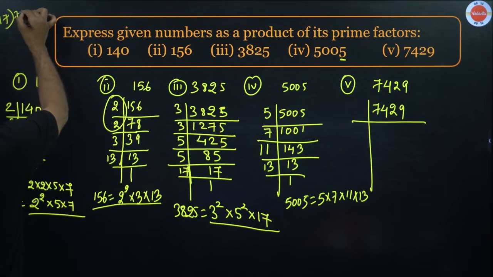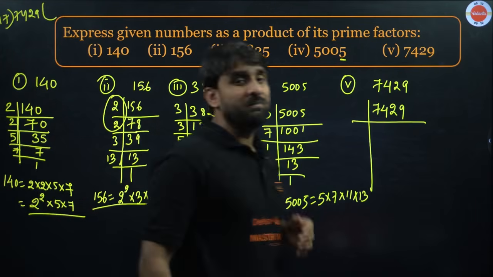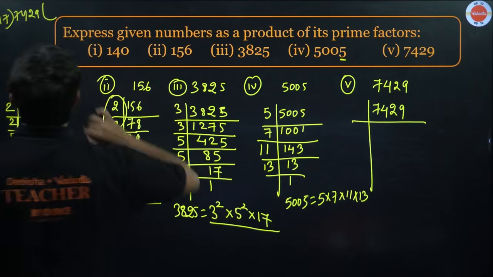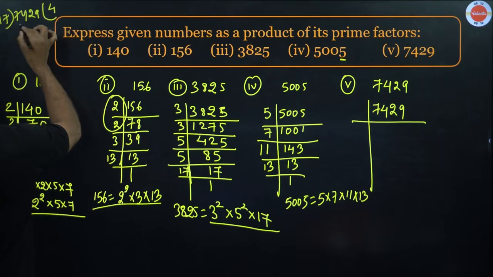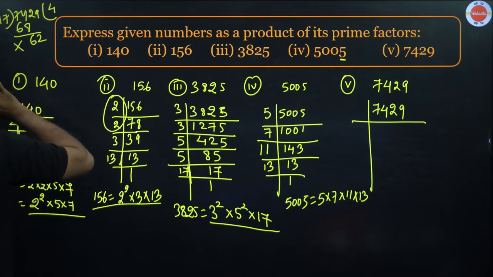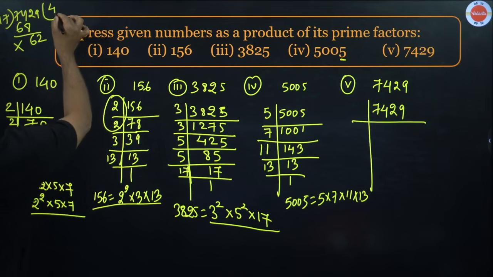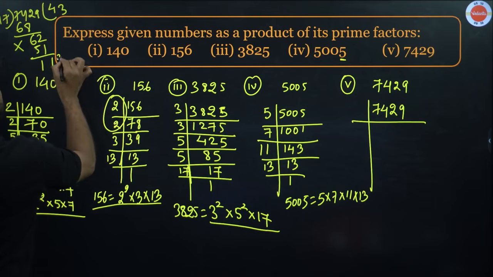17 into 7429. Okay, divide by 17. In the 17 table, 17 fives are 85, and 17 threes are 51, 17 fours are 68. So this is 68 and this will be 6 and this is 2. 17 threes are 51, and this is 1 1 and this is 9.